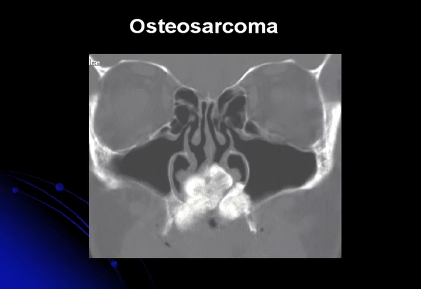And when this bone was biopsied, it turned out to be malignancy. It was a low-grade osteosarcoma. And that's exactly what it looks like: a neoplastic growth of bone in an area where it shouldn't be.